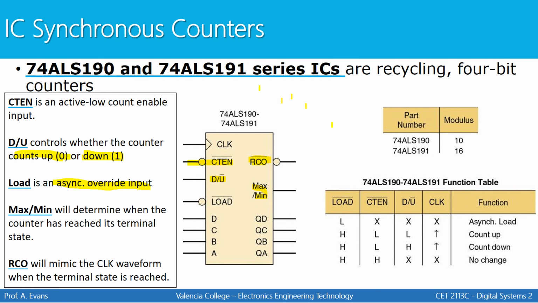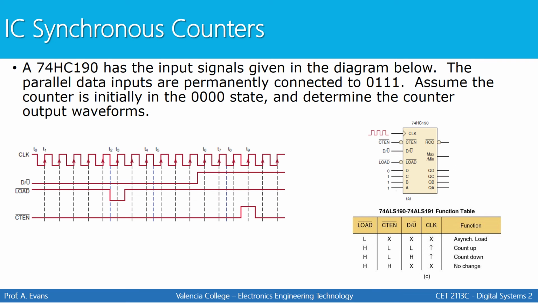Next, we're going to do an example using the 74LS190 counter. So we have the 74-190. It has the input signals given in the diagram below. The parallel data inputs are permanently connected to 0111, which we can see in the diagram right here. Assume the counter is initially in the 0000 state and determine the counter output waveforms.